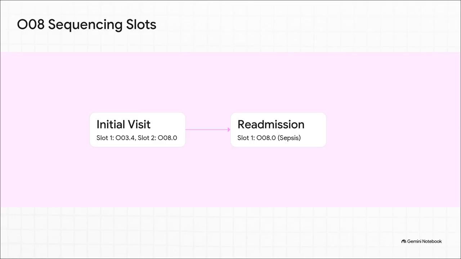To put that into perspective, in the case of an initial visit, slot number 1 goes to 003.4 for an incomplete spontaneous abortion. Because there's a specific infection documented, slot number 2 gets 008.0 to capture that extra complication. But if that exact same patient returns 5 days later, specifically to treat post-procedure sepsis, Category 008 steps up to the plate. For that readmission, 008.0 claims slot number 1 as the principal diagnosis. So remember, the clinical context of the admission completely dictates your sequencing priority.